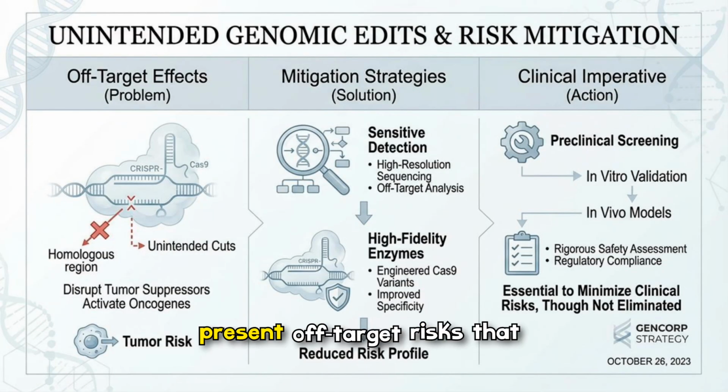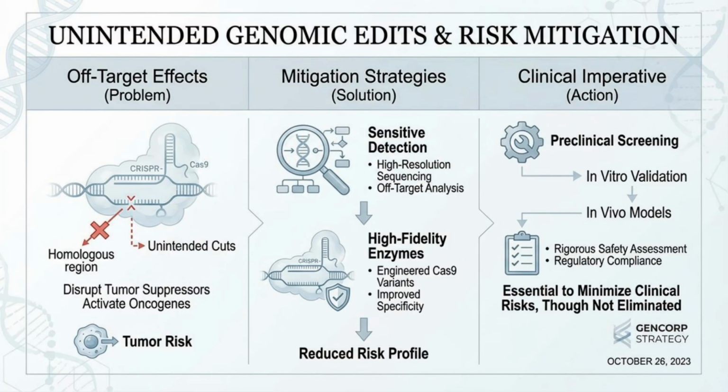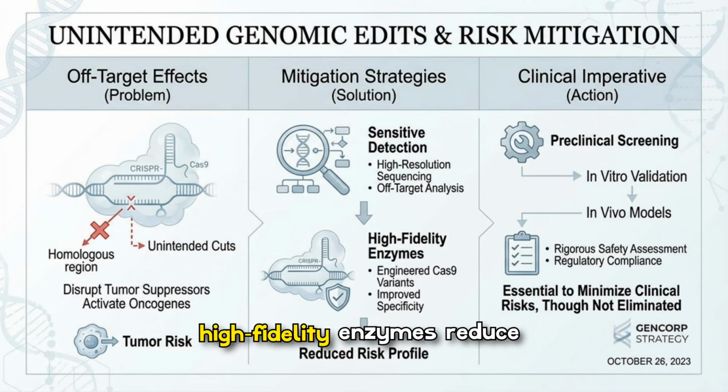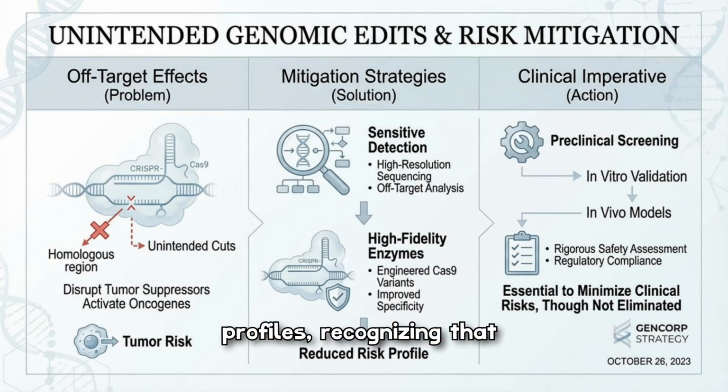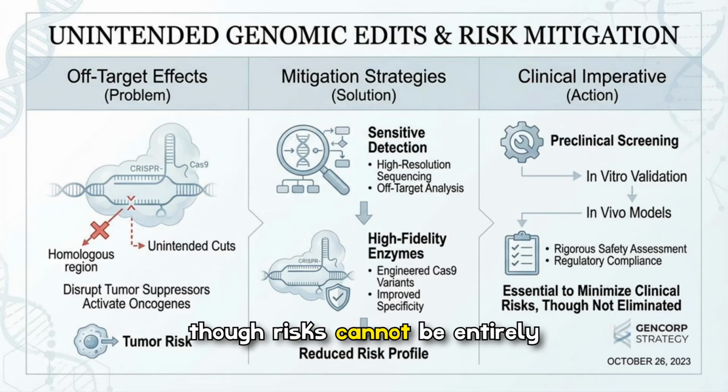Unintended genomic edits present off-target risks that could disrupt important regions and increase tumor risk, and this slide outlines mitigation strategies. Sensitive detection methods and engineered high-fidelity enzymes reduce off-target activity, while preclinical screening, in vitro validation, and in vivo safety models form the clinical imperative to minimize risk profiles, recognizing that rigorous assessment is essential, though risks cannot be entirely eliminated.